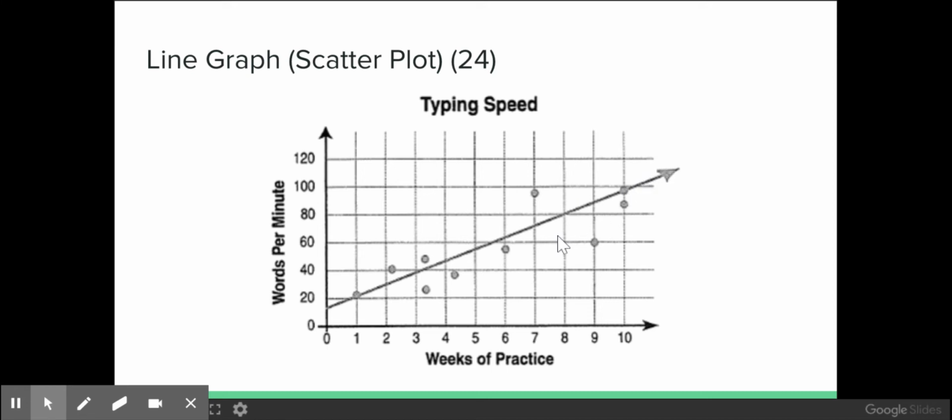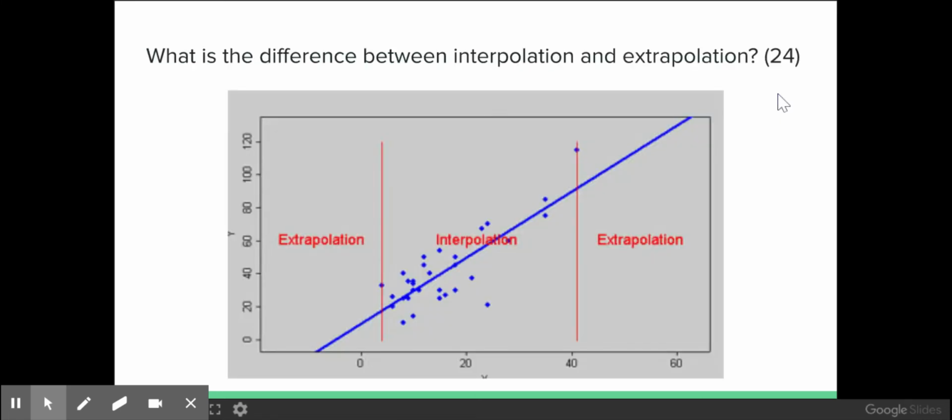A good graph should have a label on each axis. If there's appropriate units, they should be there as well. There should be a title. And then sometimes I can construct a trend line. There's two ways that I can make predictions based on my data.